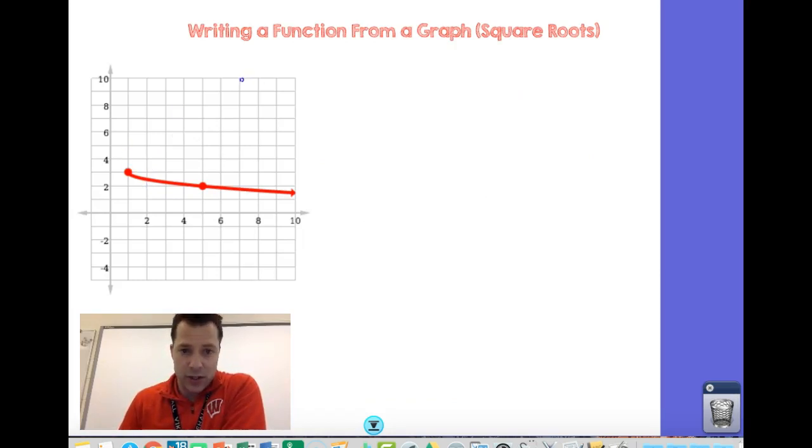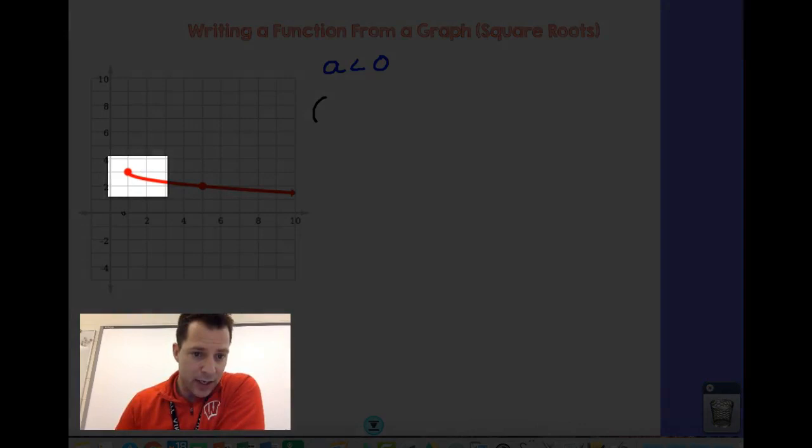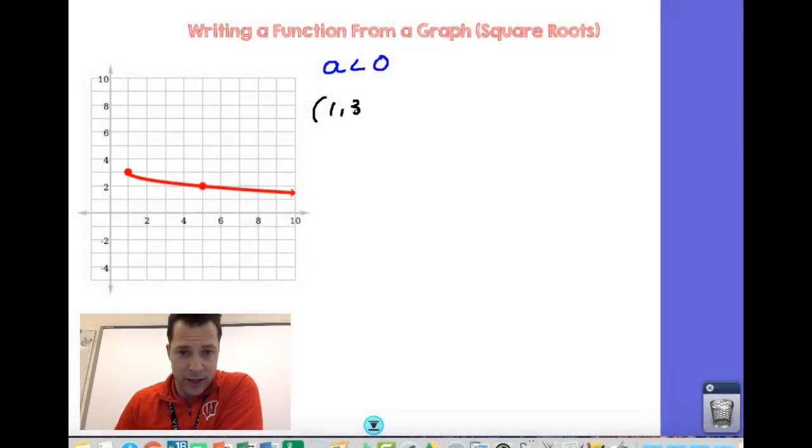So I'm looking at this graph, and it's a little bit different than the other one. It's a reflection. So if I'm looking at this, hopefully I'm saying a is going to be less than 0. It's negative. Okay. Let's identify both points. My vertex is going to be 1, 3. So 1, 3, and I'm just going to abbreviate the vertex. The other point that I have looks like 5, 2.